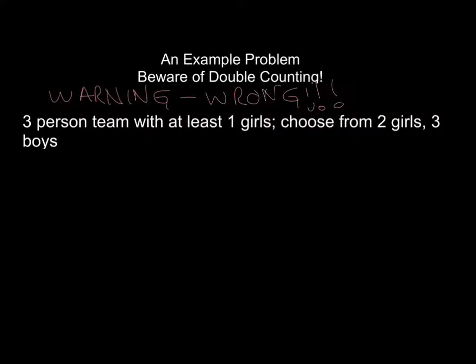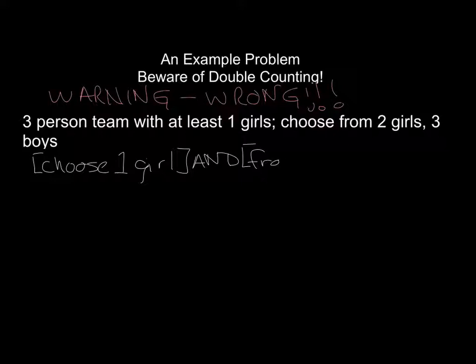So again, we're looking at a 3-person team with at least 1 girl, and we're going to choose from 2 girls and 3 boys. So again, a wrong approach might be something like this. First we choose one girl. And in this way, we think that we're going to guarantee we have at least one girl, which is true. And then after we've chosen the one girl, from the 4 remaining people, we're going to choose 2 more. Again, this is a wrong approach, but the idea you can kind of see is that you're going to ensure that there's a girl, and then you're going to fill out the rest of your team.